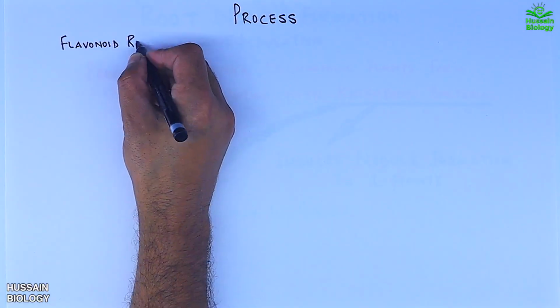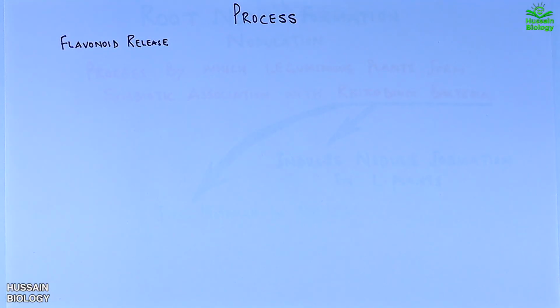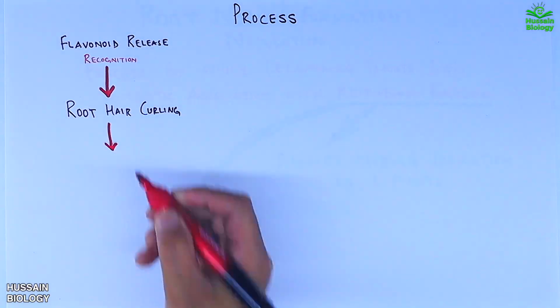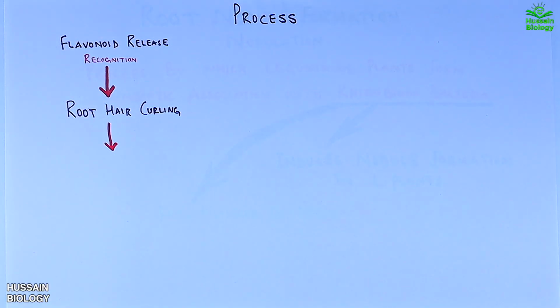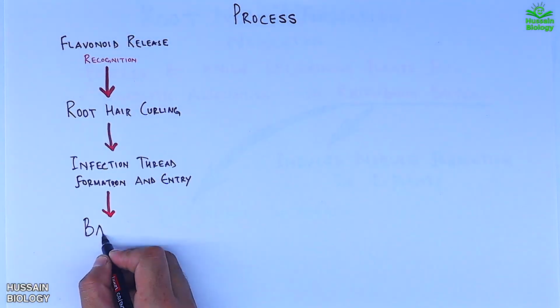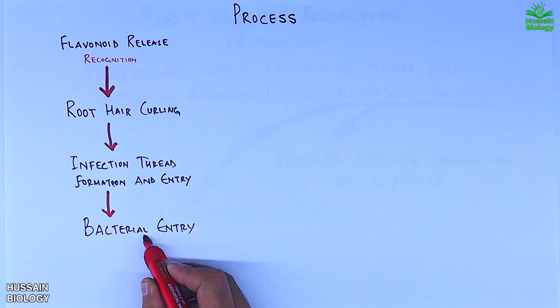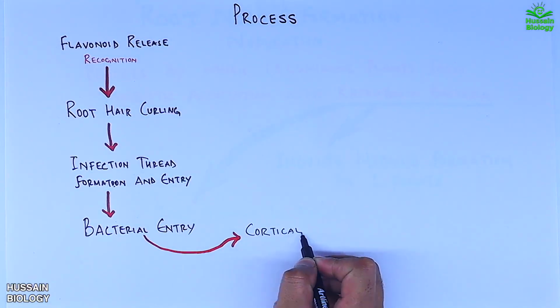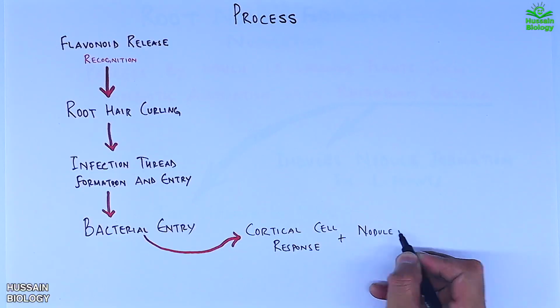If we see the whole process of nodulation in flowchart, we start with a flavonoid release from root hairs, which mediates recognition. Second step is the root hair curling, which is induced when the nod factors are released by the Rhizobia upon binding. After that, we get the infection thread formation and its entry, which is followed by the bacterial entry. In the next step, we get the cortical cell response along with the nodule primordium formation.